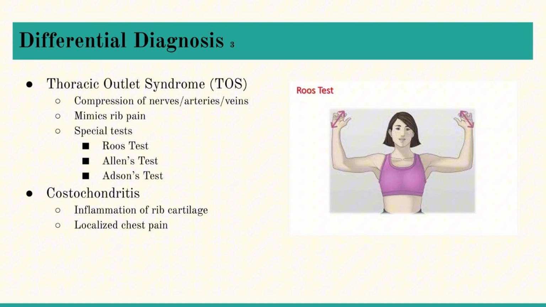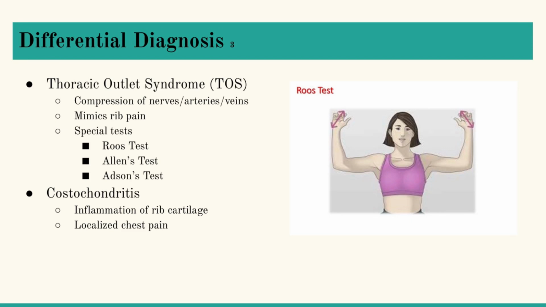So special tests like the Roos test, Allen's test, or the Adson's test are used to diagnose TOS by evaluating for nerve or vessel compression and rule it out against rib dysfunction. Then we also have costochondritis, which is another condition that mimics rib dysfunction, but this involves inflammation of the cartilage where the ribs attach to the sternum.